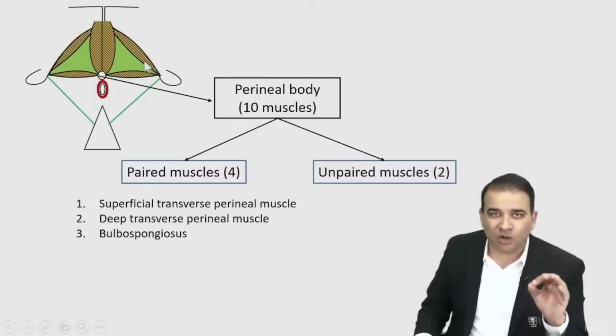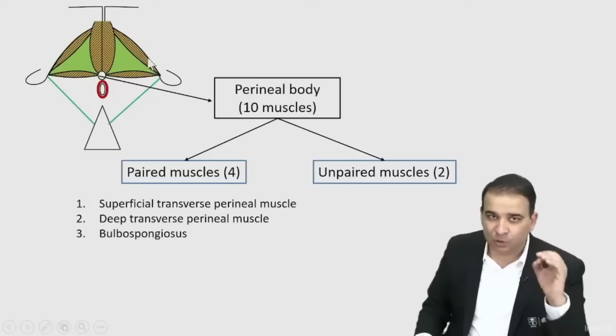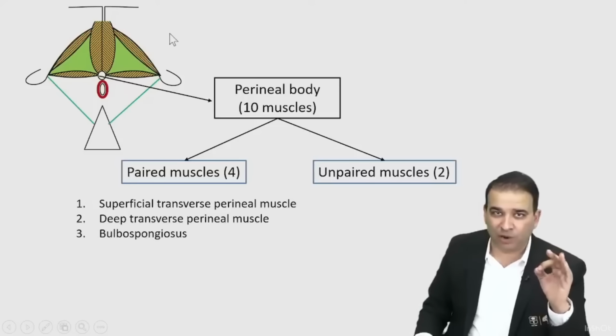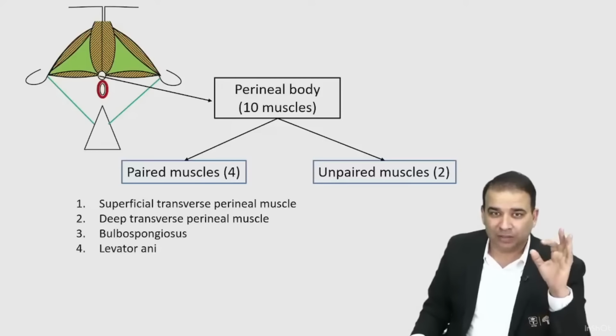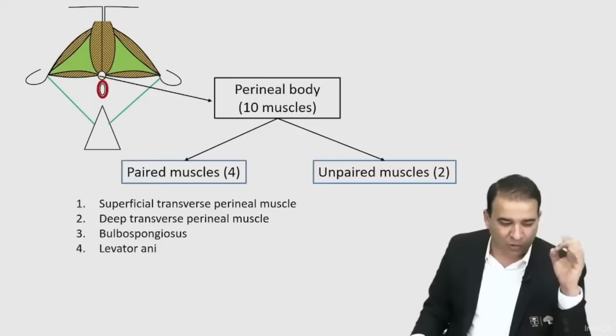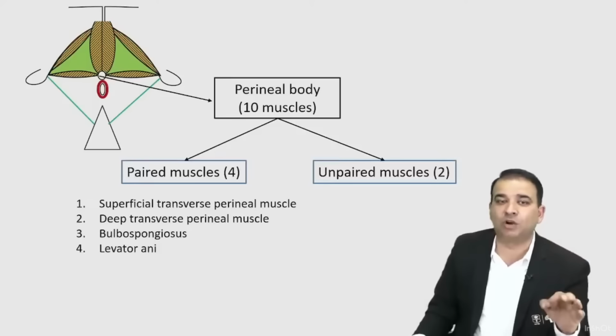Ischiocavernosus is not contributing to the perineal body. That's the mistake people make. Ischiocavernosus is not contributing to the perineal body here. It's the levator ani, which is the fourth muscle there. So whenever they ask this question, remember that they will try to give the ischiocavernosus in that. Be careful with that. It's the levator ani muscle which is contributing to the perineal body here.